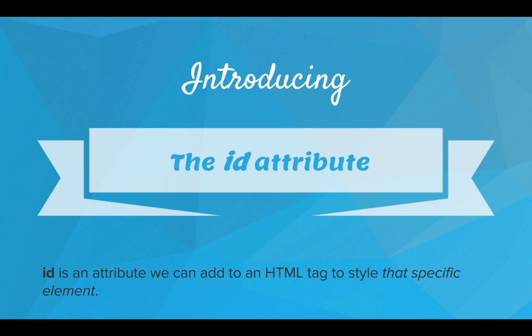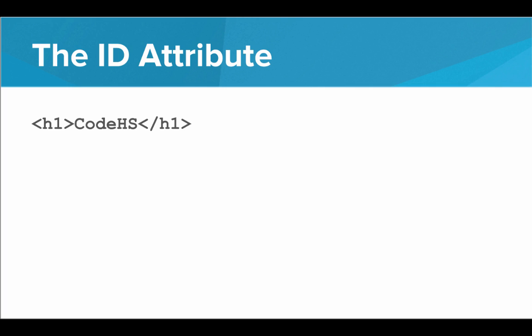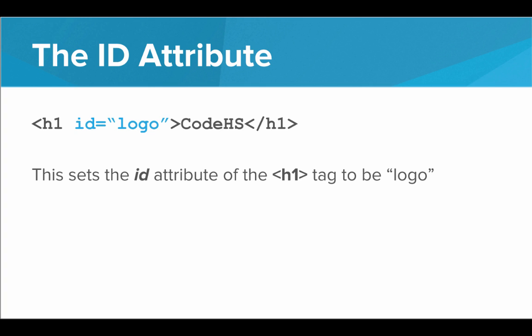So just like class, ID is an attribute that we can add to an HTML tag. Now the difference is that the class attribute styled a group of tags, but the ID attribute styles one specific tag. So we add an ID to a tag when we want to style that specific element. So for example, say we had a simple H1 element that said CodeHS. We could add the ID logo to that H1 tag, and this sets the ID attribute of this tag to be logo.